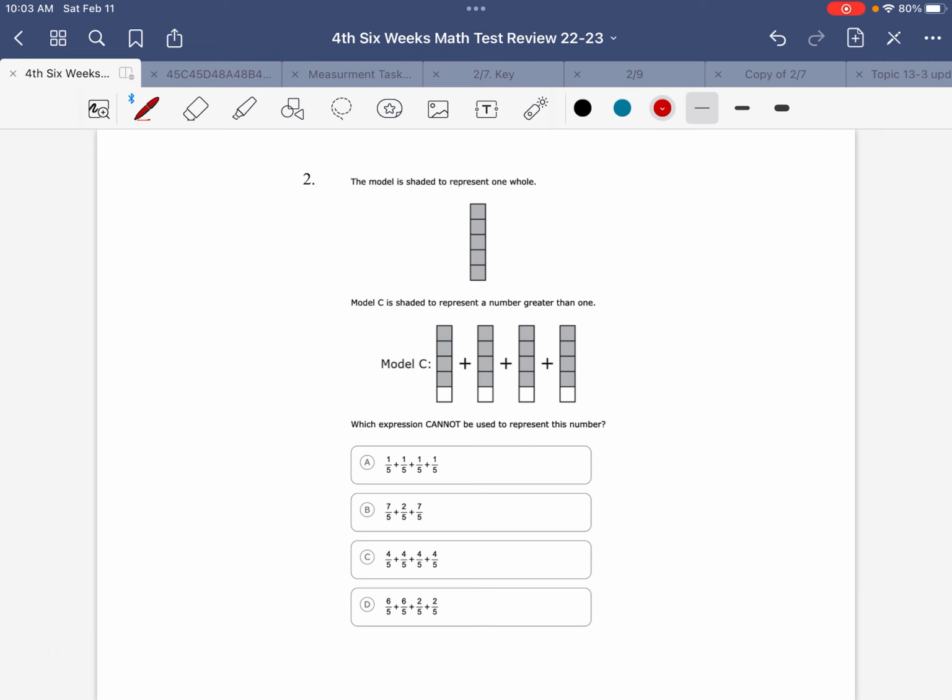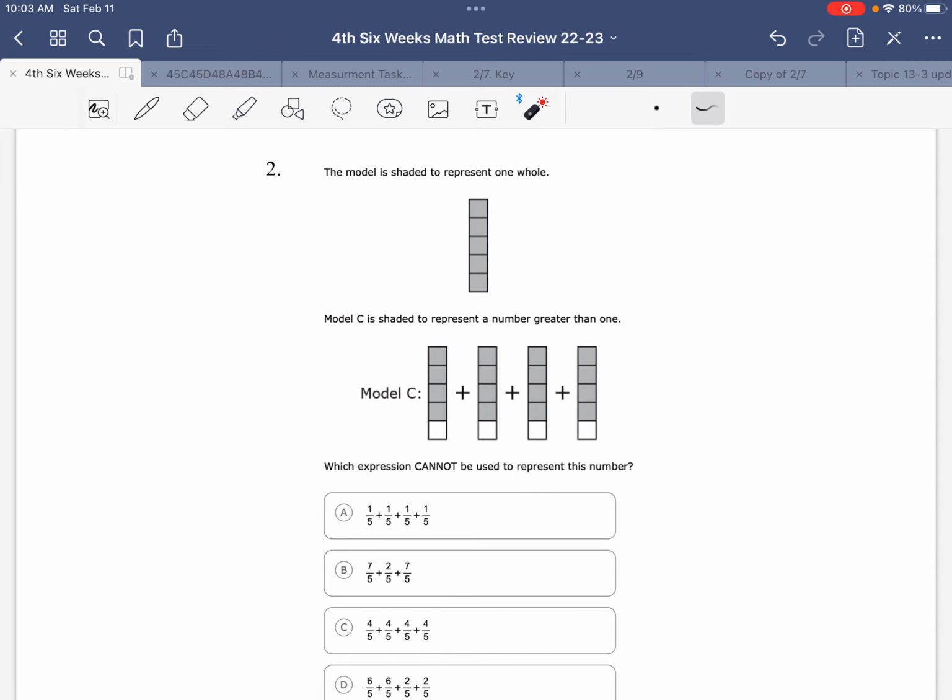Next one, number 2, it says the model is shaded to represent one whole. So this is just one whole. Model C is shaded to represent a number greater than 1. So this is model C. Which expression cannot be used to represent this number? So again, I'm going to do my cube, circle my important numbers. I don't have any numbers in here. I'm going to underline my question, which expression can be used to represent this number?